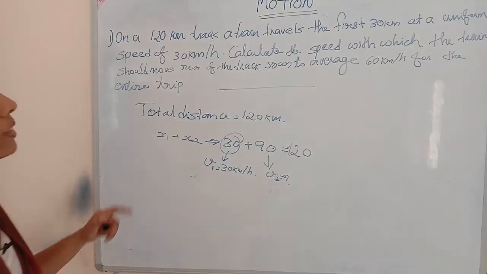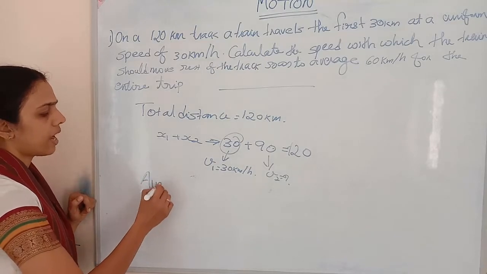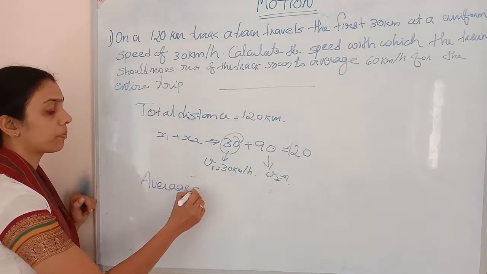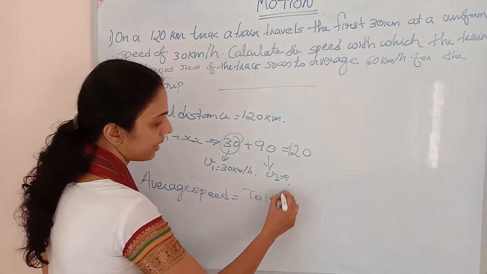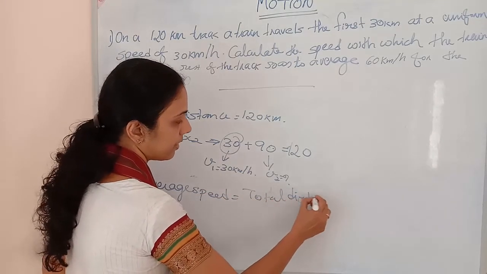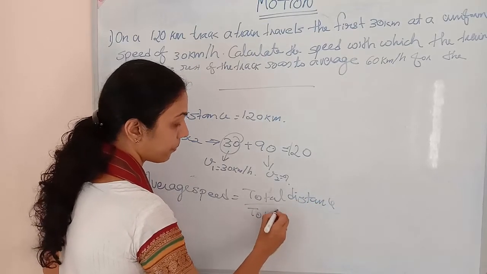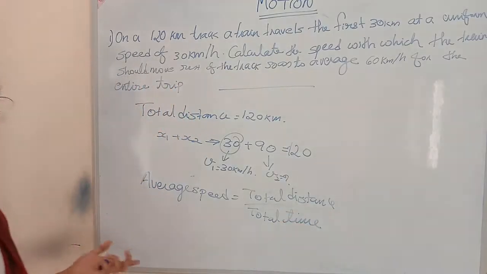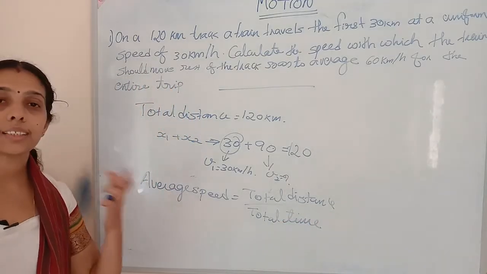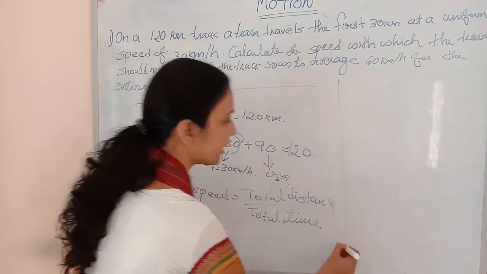So here the average speed is given. Average speed equals total distance travelled divided by total time. Here we know the total distance, isn't it? 30 plus 90 divided by total time. That one we don't know. So first we should find out the total time.